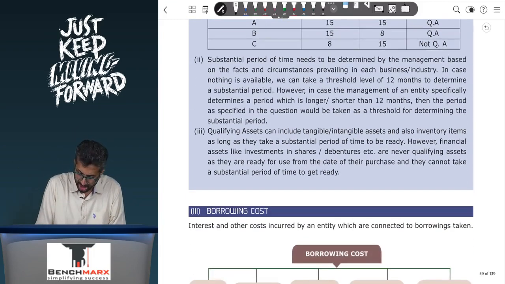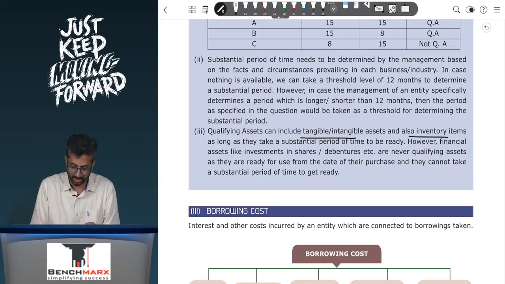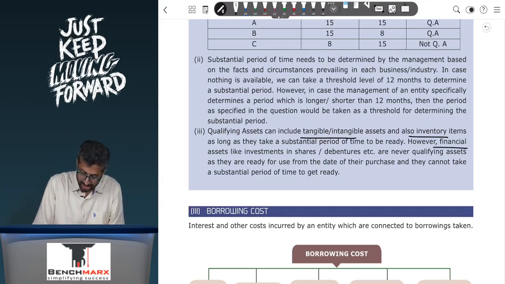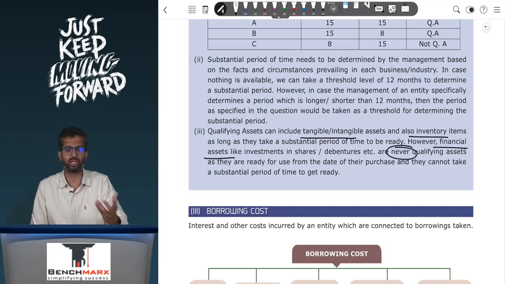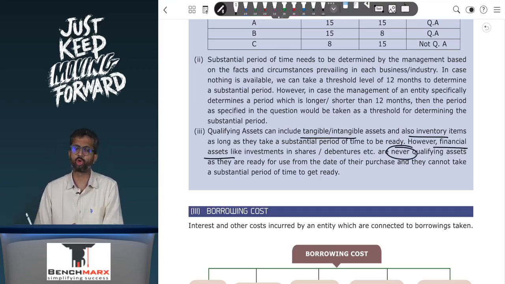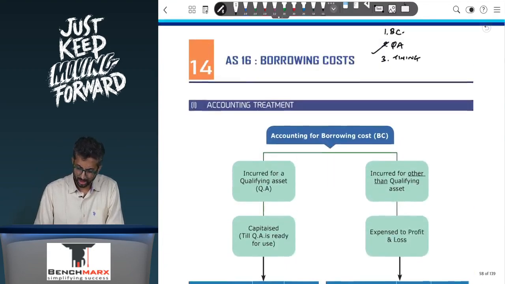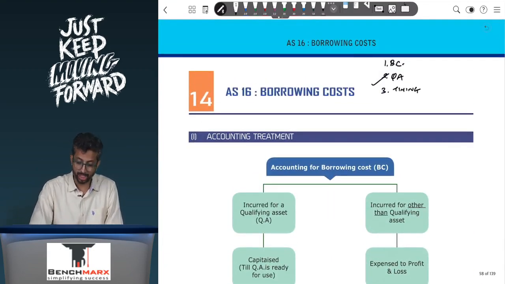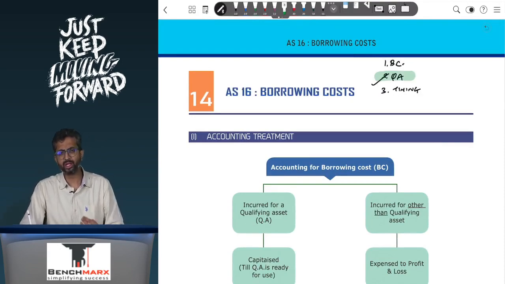So over here, we are saying qualifying assets can include tangible or intangible. They can also include inventory if it takes a substantial period of time. However, financial assets like investment in shares will never be qualifying assets because they are ready and cannot be taken as a qualifying asset. So over here, I hope you have understood what is meant by a qualifying asset. First thing. Okay.